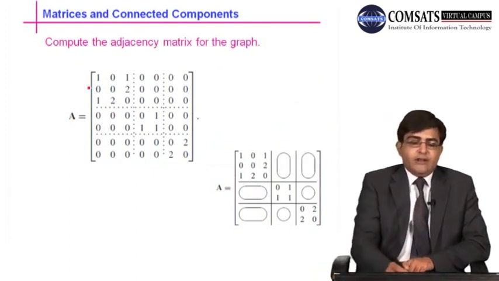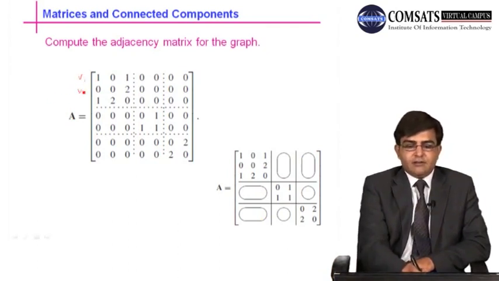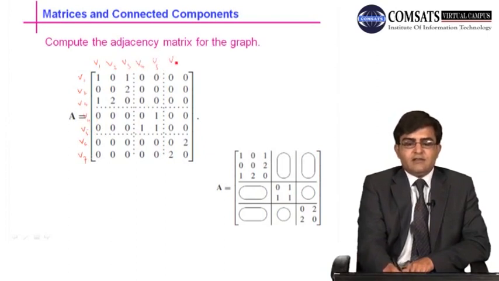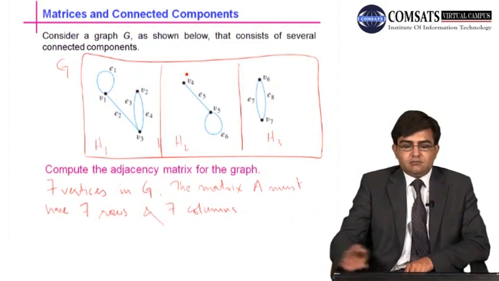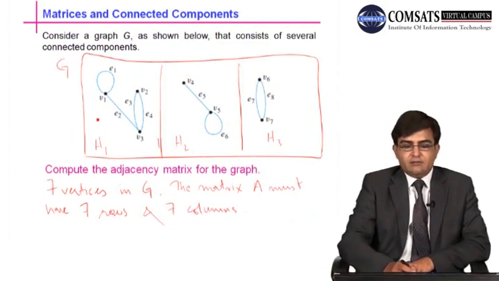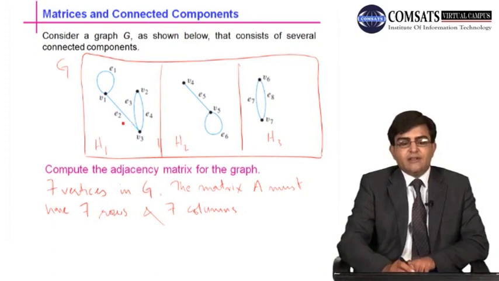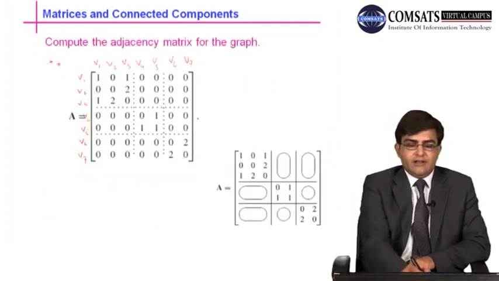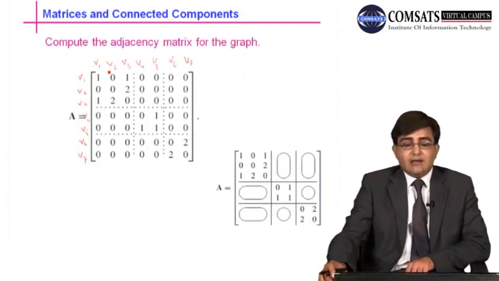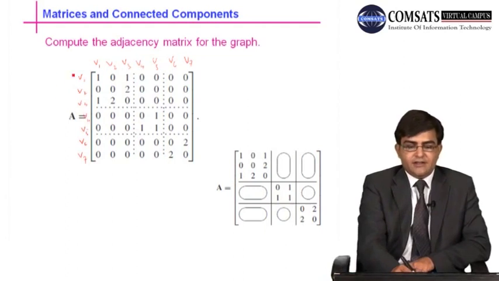So we write V1 here, V2 here, V3 here, V4, V5, V6, V7, and the same V1, V2, V3, V4, V5, V6, V7 across the top. Now we write the first connected component H1, V1, V2, V3. We calculate how many arrows are there from V1 to V1. There is only one arrow, so we write here 1, just as we have calculated the adjacency matrix for directed and undirected graphs. We write all the entries here.